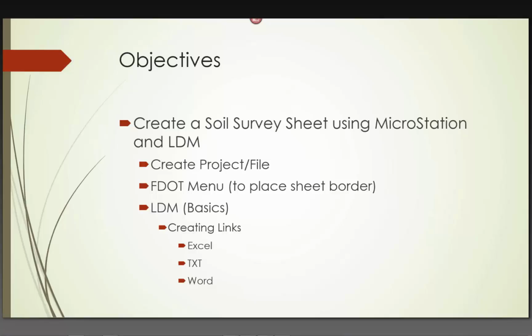I'm going to show you how to use a Create Project File tool in order to create the MicroStation DGN file so that it meets DOT standards. We're going to use the FDOT menu to place the sheet borders, and then we're going to look at using LDM, give you some basics, and we're going to create links in Excel. I'm going to show you how to create another one, a text link, as well as an optional Word document if that's what you wanted to do.